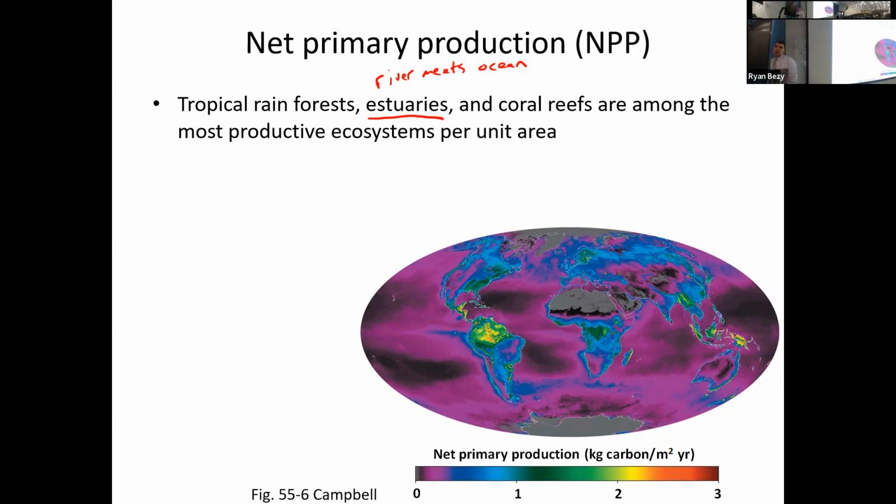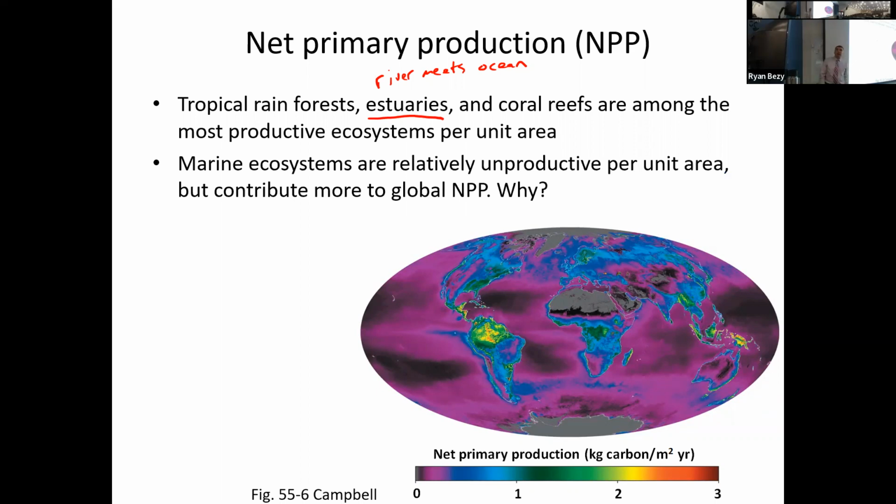Coral reefs. These are amongst the most productive ecosystems per unit of area. So what I have here is just a little graph of the Earth. This is net primary production levels, the amount of carbon fixed per year, in essence. But you can see certain areas like the Amazon rainforest or even the Great Barrier Reef over here off of Australia, those have the highest primary production per unit of area.